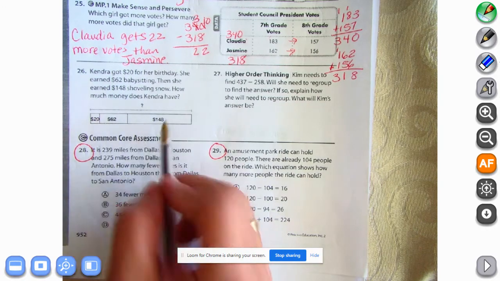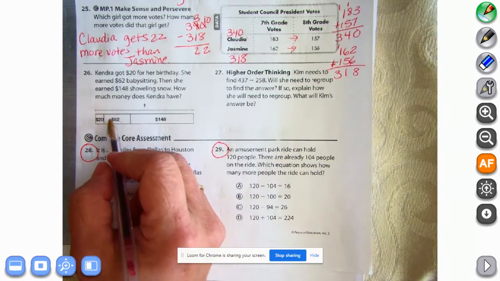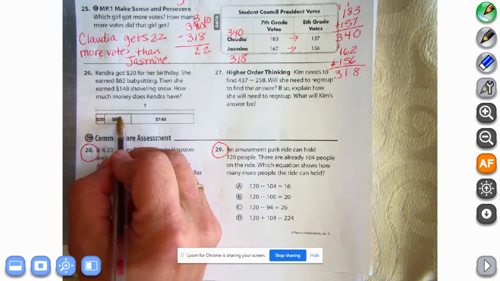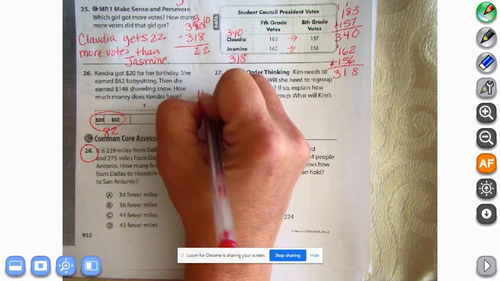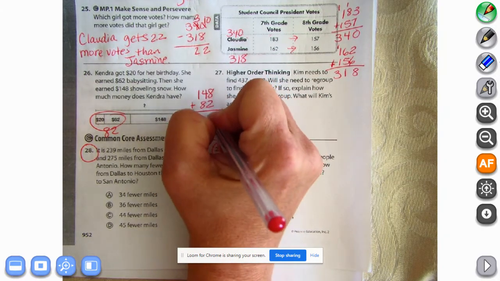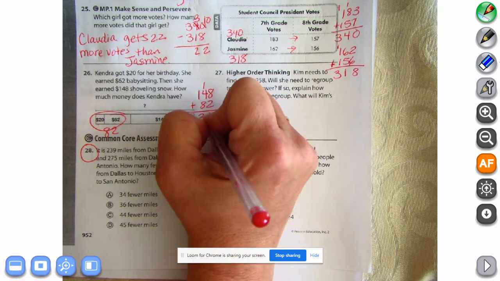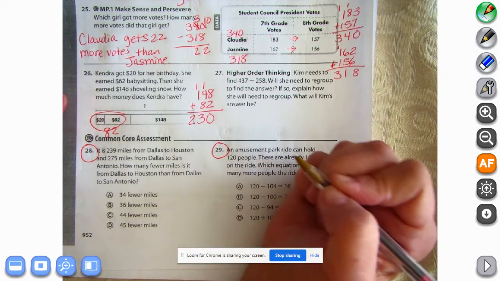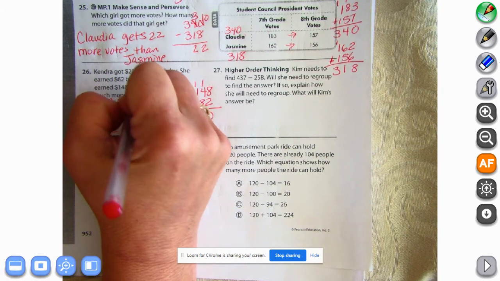So here's all of her money, okay? So we can add 20 to 62 by jumping up tens. So the next 10 would be 72, then 82. So I know we have 82 right here. So I'm going to take 148 plus the 82. 8 plus 2 is 10. Carry that 10 up here. 4 plus 8 is 12, plus 1 more is 13. Carry that 100 up here. 1 plus 1 is 2. So she has $230 total.